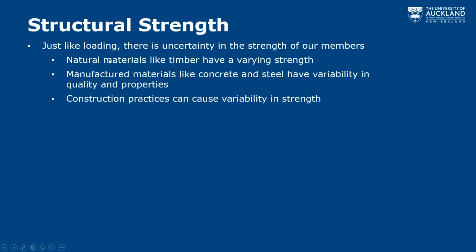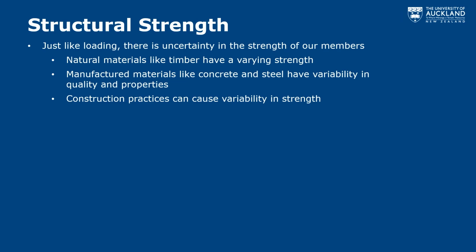If you're working with timber, it's a natural material. Depending upon how the tree grew, what tree you had, or how fast it grew, it will have different strength. There'll be some distribution of that, and there'll be a lot more variation in the properties of a natural material like timber than a manufactured material like steel. But even within steel and concrete, you have some variability in the manufacturing process, which can add additional uncertainty.